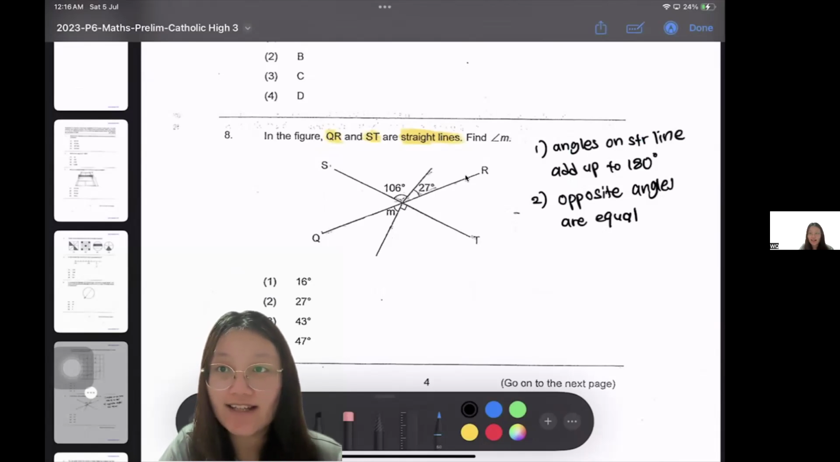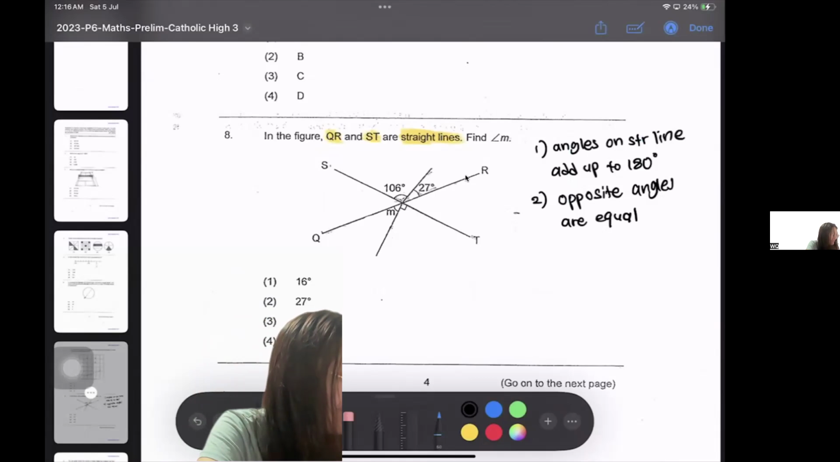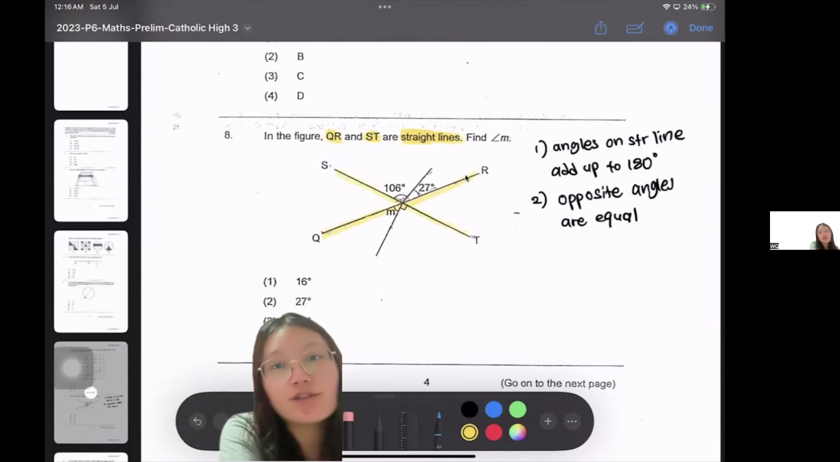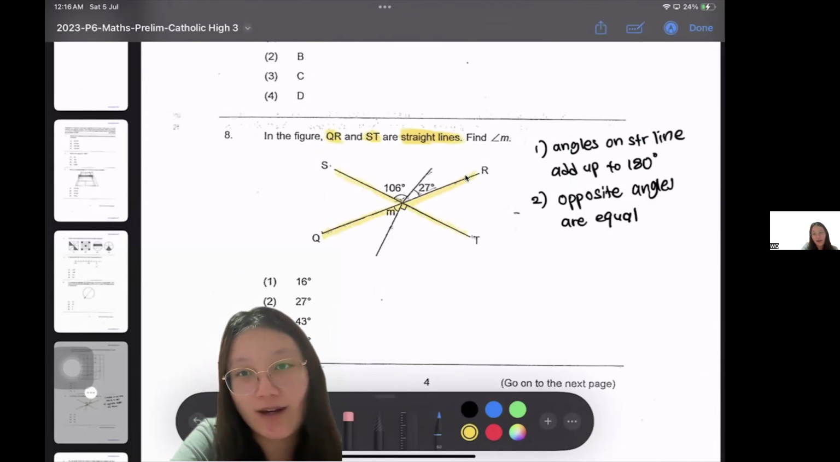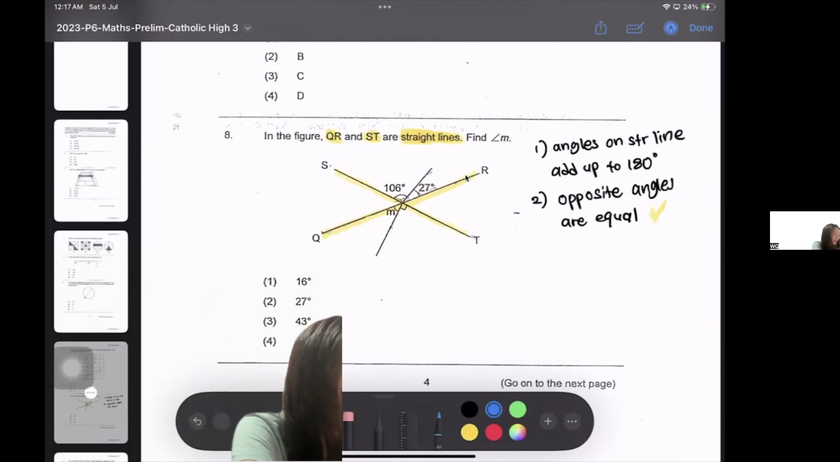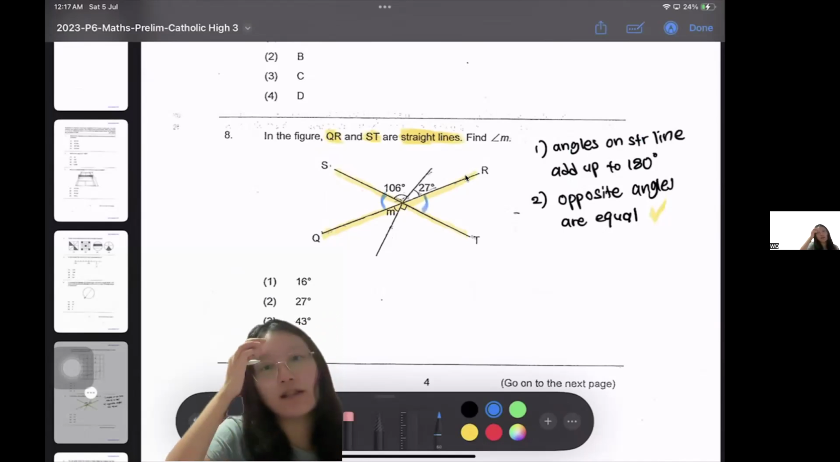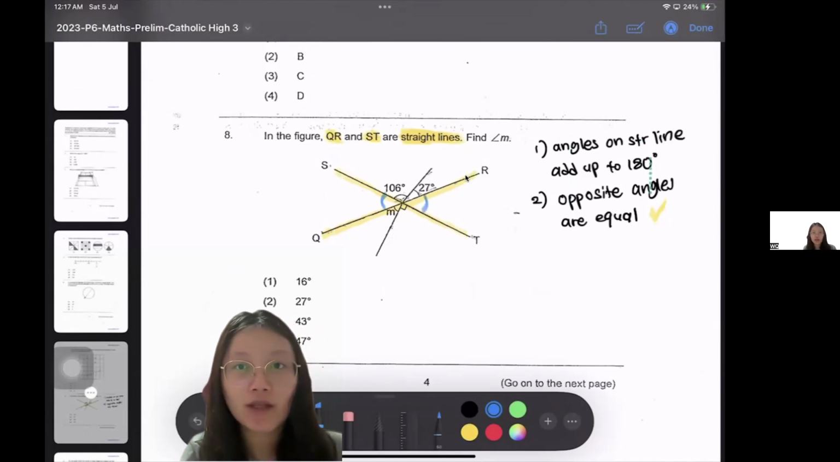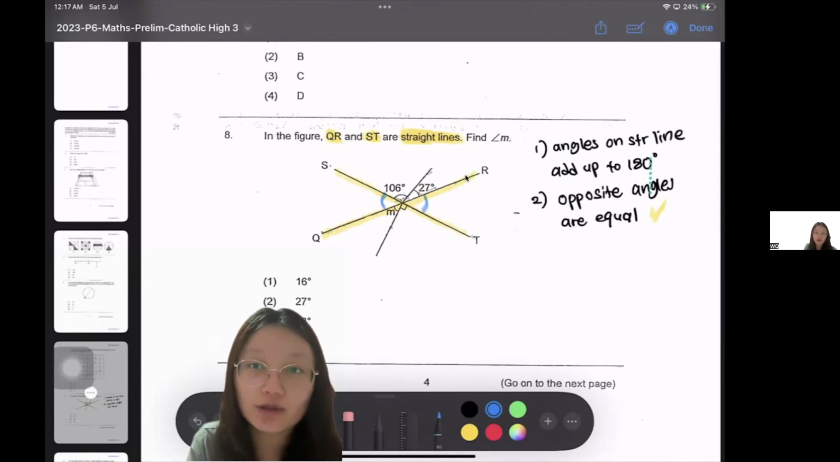Okay, do we have two lines that are straight lines that are intersecting each other? Yes, we do have, okay? The two lines that are intersecting each other are QR and ST. Those are the two lines that are straight lines that are intersecting each other. So we do have that, and that's why point number 2 should immediately come to your mind. When you see two straight lines crossing over each other, opposite angles are equal is most likely going to be used. So let's see which are the two angles. The two angles are the ones in blue. Those are the two opposite angles that are equal.